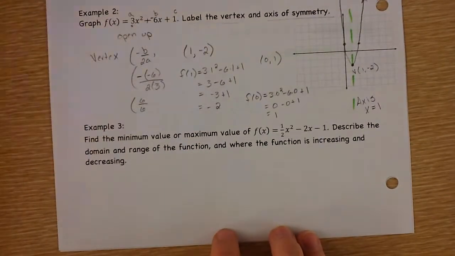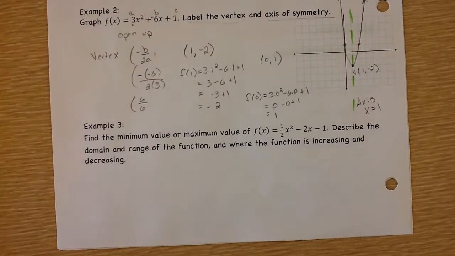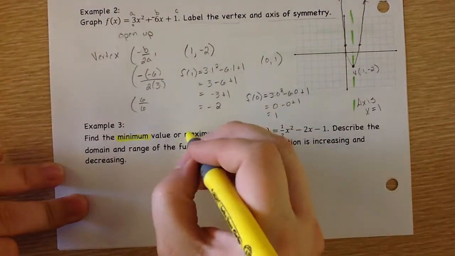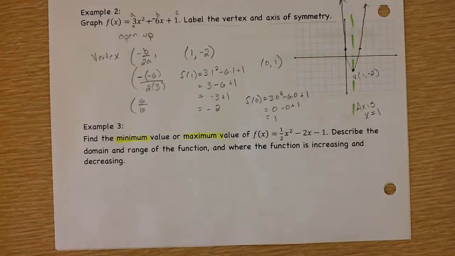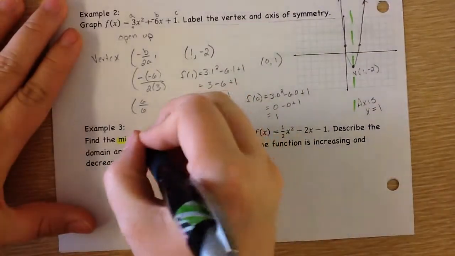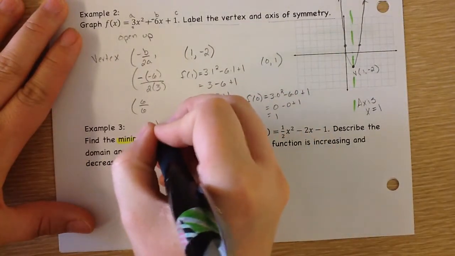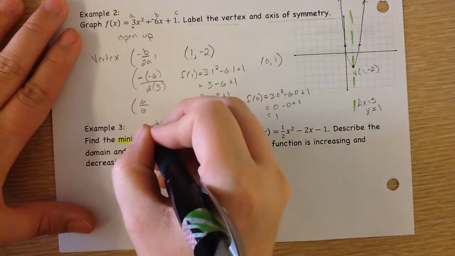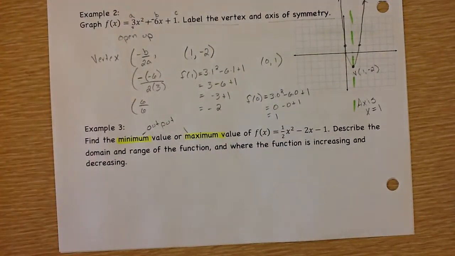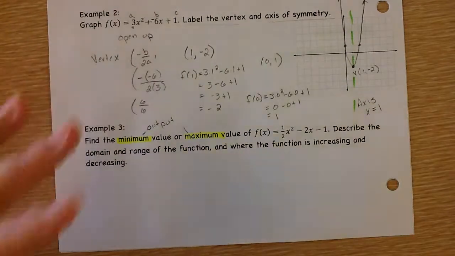Finding the minimum or maximum value. We haven't talked about minimum or maximum value yet. The minimum or maximum value is the biggest or smallest value you can get out of the function. So the minimum and maximum values are your output. What's the smallest or the biggest I can get out?